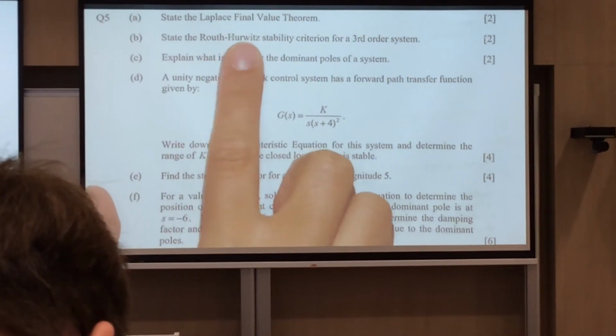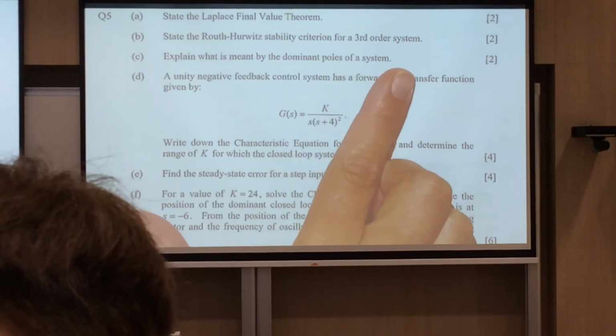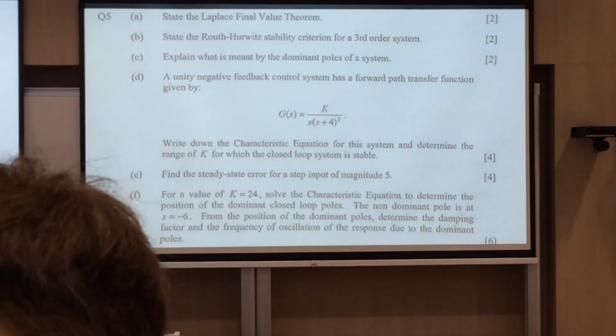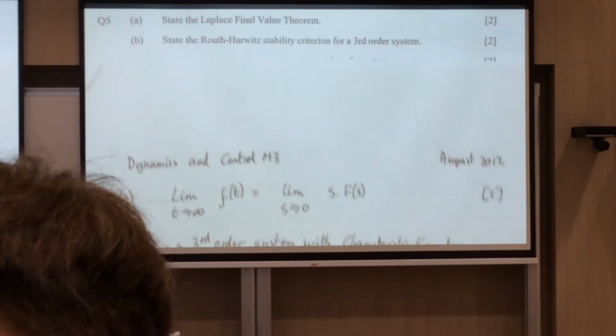A, state the Laplace final value theorem. B, state the Routh-Hurwitz criterion of the order system. C, explain what is meant by dominant poles. Okay, so A is the answer.